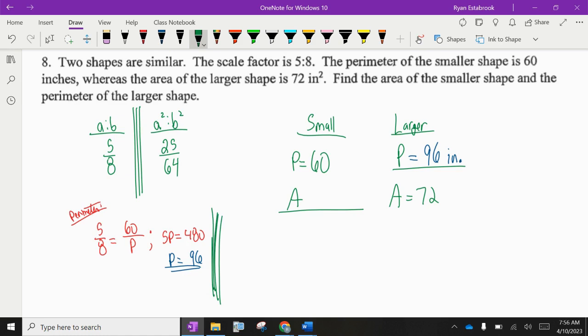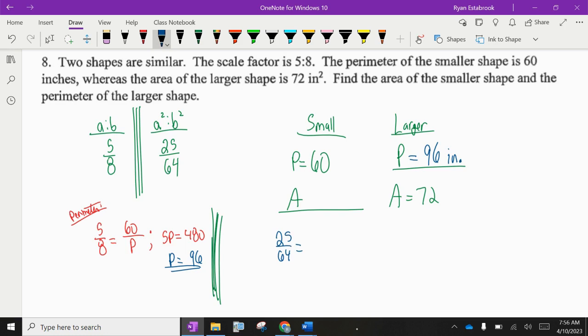As far as the perimeter goes, the perimeter of the bigger one, I got 96 inches. Is my algebra correct there? Okay. And then for the area of the smaller one, how many of you got that part of it done? Okay, so we're going to say 25 over 64. That's the ratio of the areas is equal to either A over 72 or 72 over A.